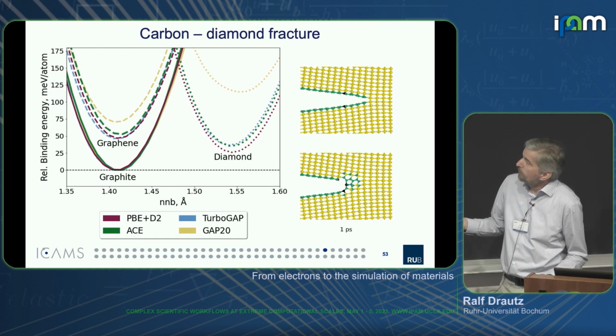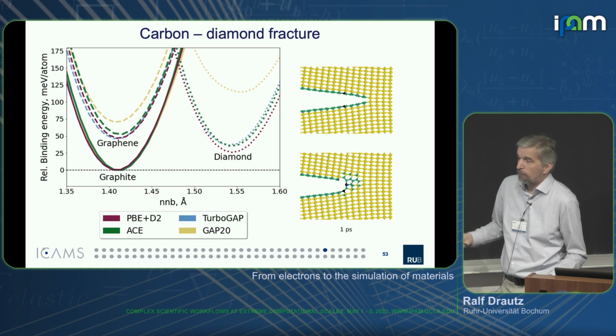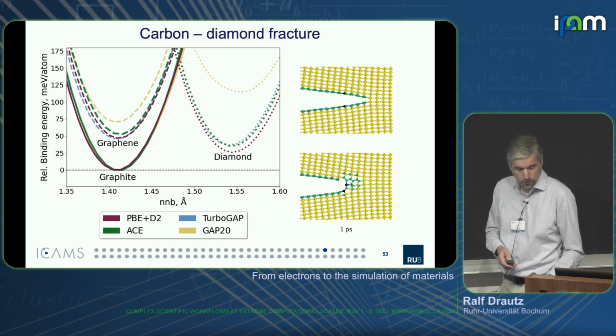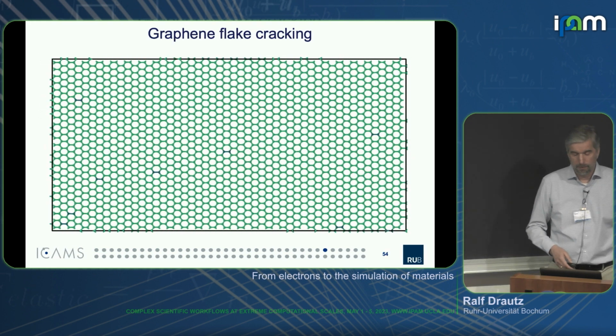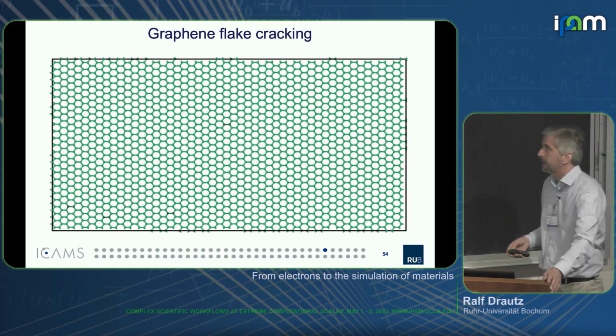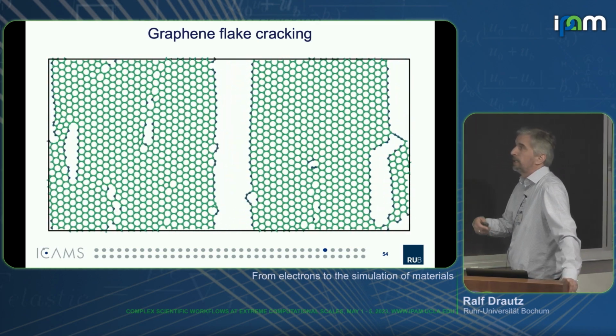So in the GAP-20, the reference training data that they used for diamond had a much higher energy than graphene or graphite, whereas the functional that we use here, it's just PBE plus D2 correction, is in between. And so therefore, the diamond lattice has a high energy, and the system forms graphite whenever it can. So it has nothing to do with the potential, but more with the parameterization reference data.